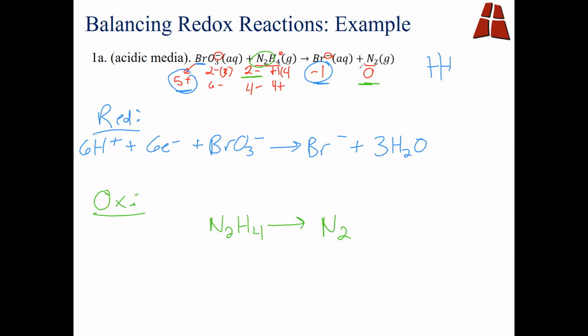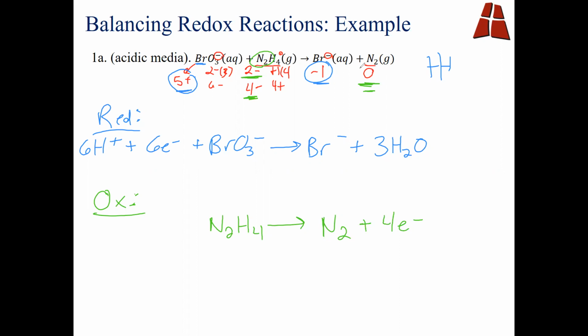If we think about our oxidation half reaction, we're going from 2 times 2 minus, 4 minus overall, to 0. And so we would need to add electrons, and we would need to add 4 electrons to the side because we're going from 4 minus to 0. Again, you always add your electrons to the more positive side, or the more positive oxidation number side. So 0 is more positive. That's why we put 4 electrons on that side.